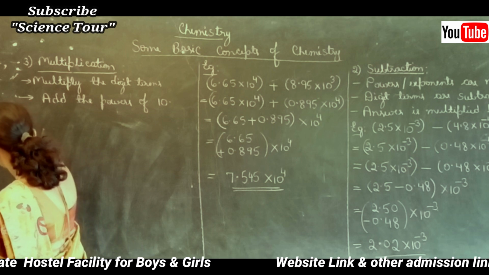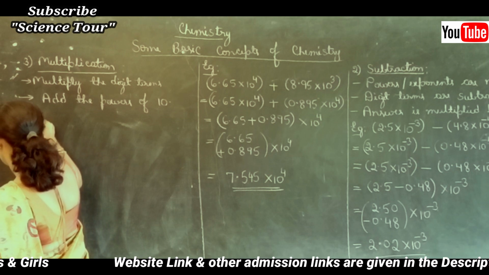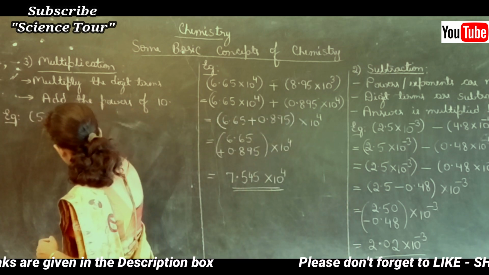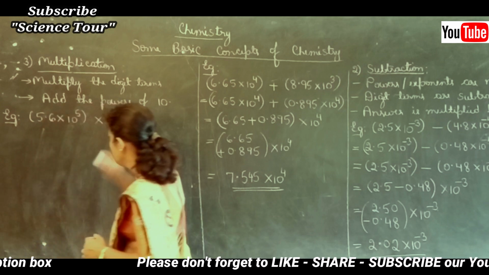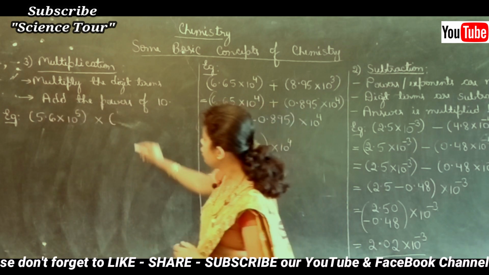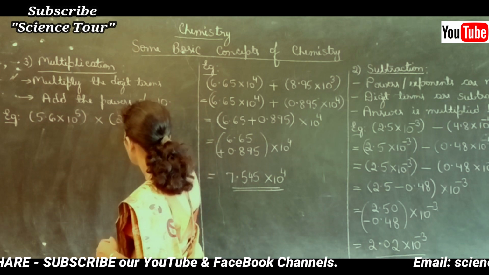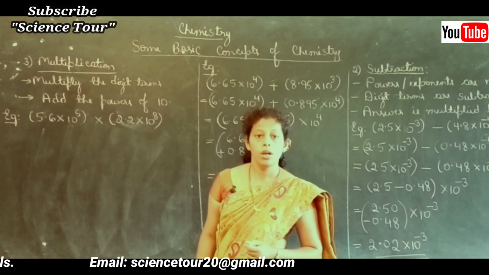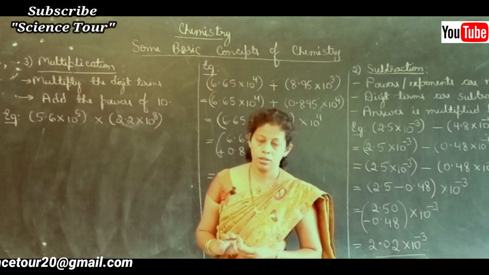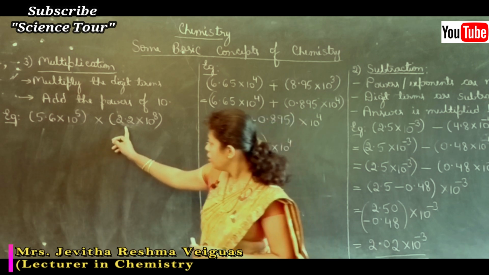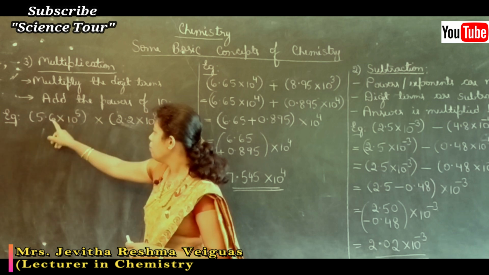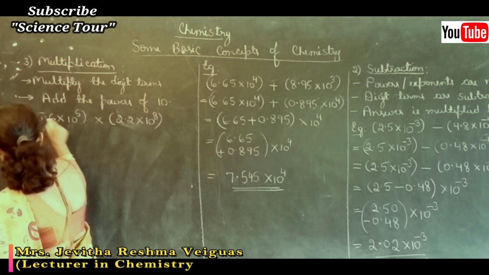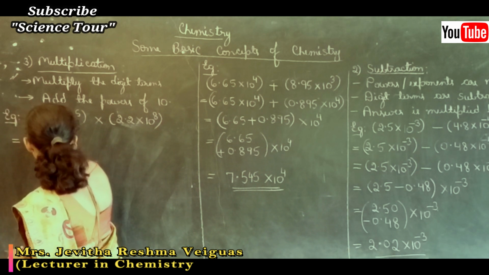Let's have an example this way: 5.6 into 10 to the power 5 into 2.2 into 10 to the power 8. Students, whenever you do the mathematical operations, you can make use of a simple calculator. Scientific calculator is not allowed. Or if you are not using a calculator, you can multiply the numbers manually. Let's multiply the numbers. Which numbers are multiplied? Digit terms. 5.6 into 2.2.